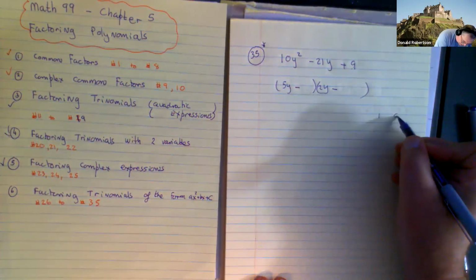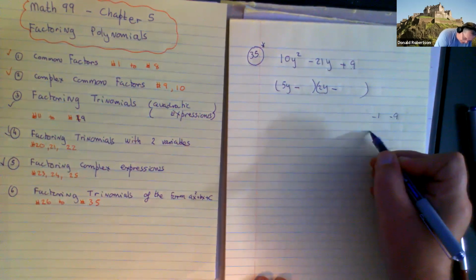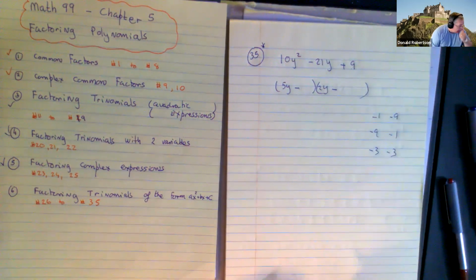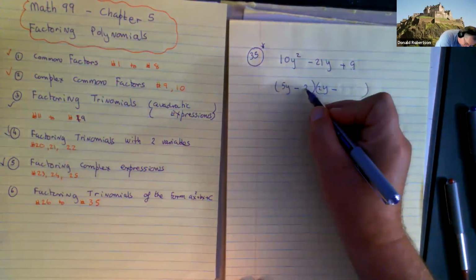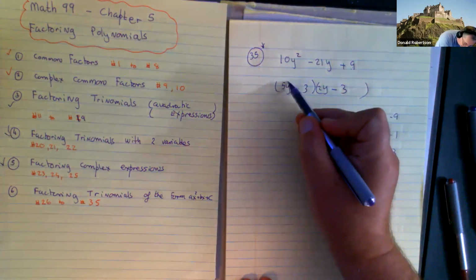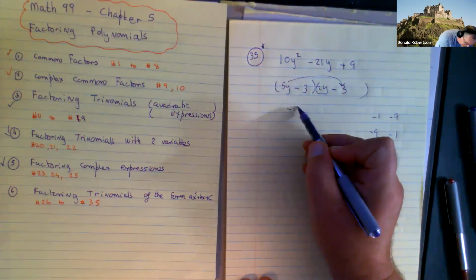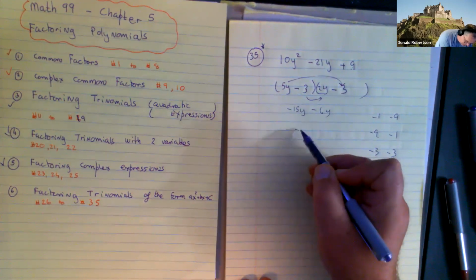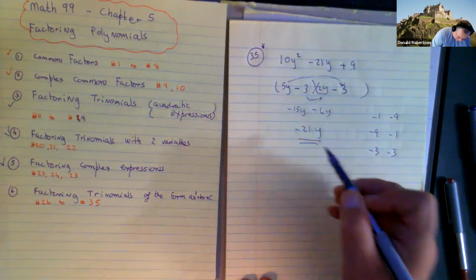So I have 1 and 9. I have 9 and 1. And then I have 3 and 3. And if we go through the combinations, the one that eventually works is this one. If you do a quick check, that guy is -15y. That guy is -6y. That gets you negative 21.